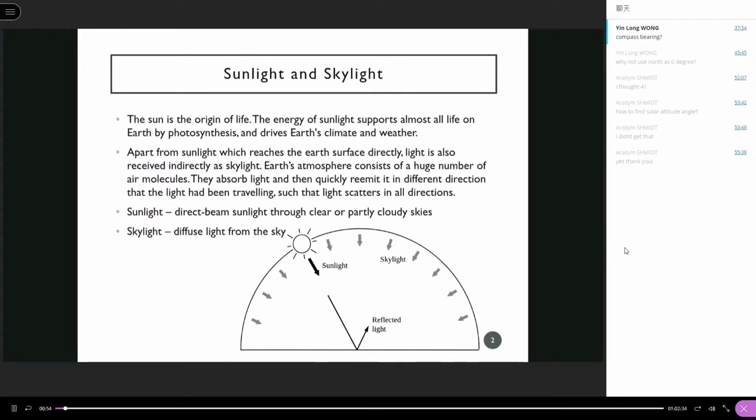Okay, so the sun is the origin of life. The energy of sunlight supports almost all life on Earth by photosynthesis and drives the Earth's climate and weather. So without the sun, we all will not be here. There will be no living things on Earth. So the sun is super important, and that's why you may be aware that there are many religions which worship the sun as a god. Like we have Apollo, the god of the sun, and then the Egyptians, they have the god called Ra, which is also the sun.